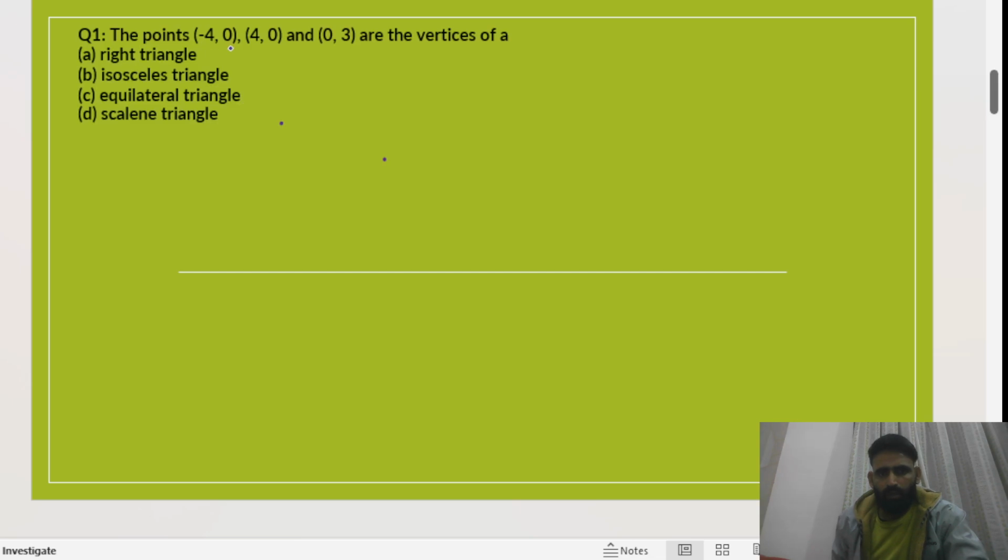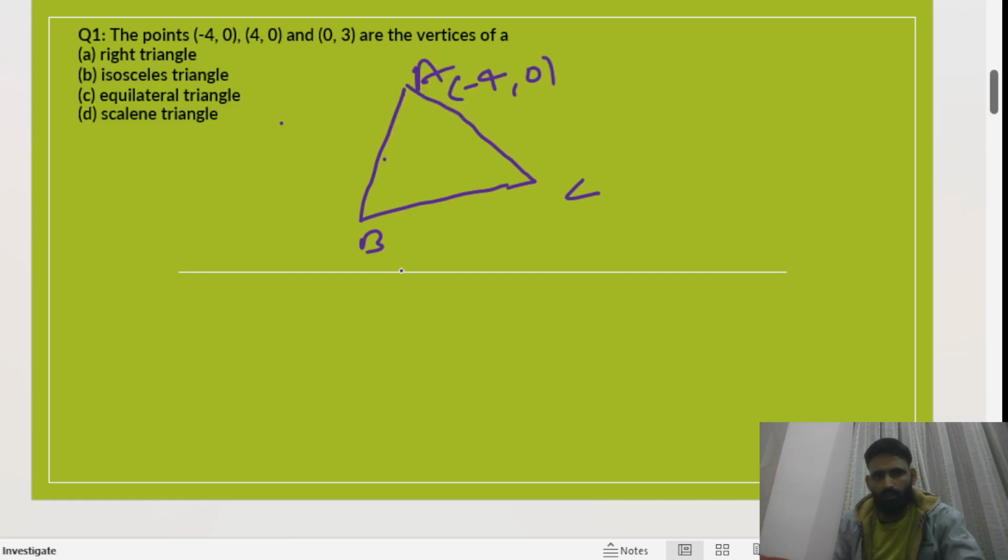So there are 3 points. Suppose we draw a triangle of this type. Suppose this is A, this is B, and this is C. A coordinate is minus 4 comma 0, B coordinate is 4 comma 0, and C coordinate is 0 comma 3. Okay, so we can find the distance of AB.